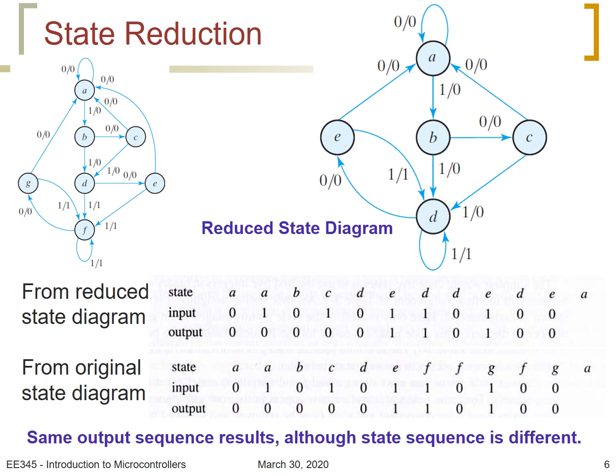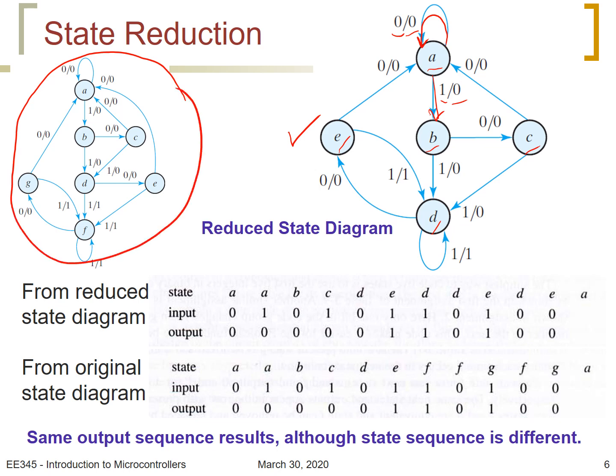We just write down the 5 states A, B, C, D, E, and we write the arrows from the previous table that we have just seen. A goes to A when input is 0, output is 0, and A goes to B when input is 1, output is 0, and so on. And this table is the reduced version of this table here that we started with.